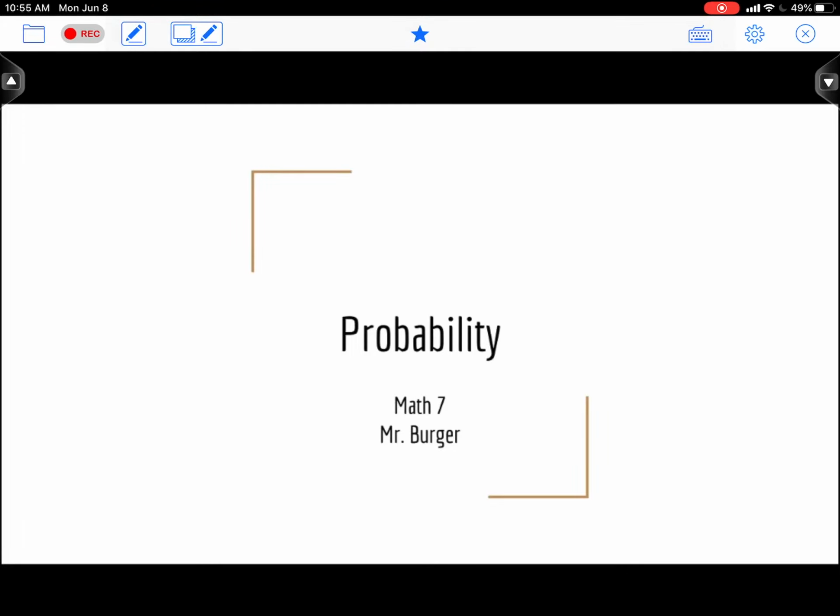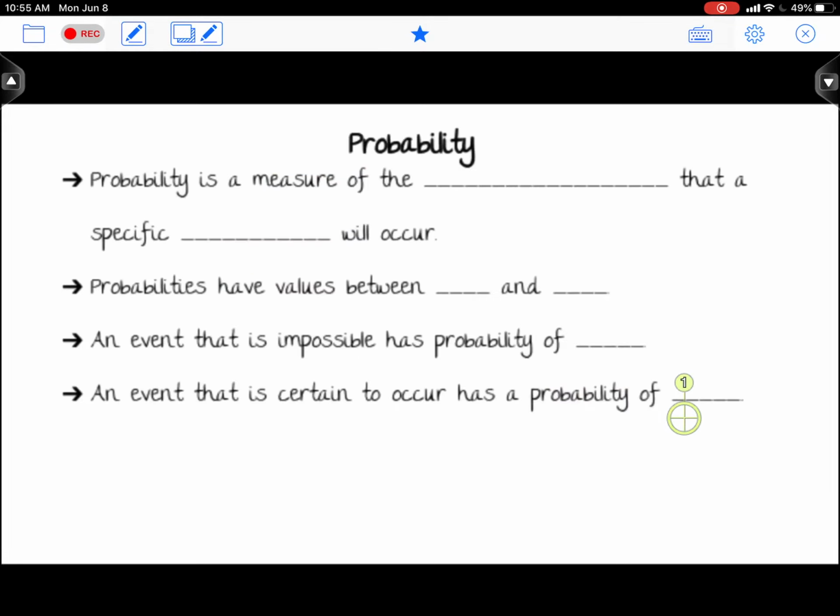Okay, yesterday we were talking about definitions. Okay, now today we're actually going to get into probability.